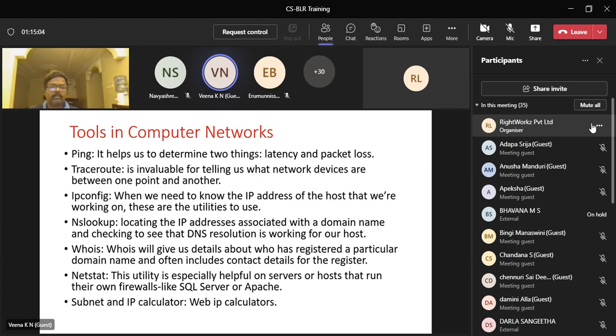The last tool is subnet and IP calculators, which are used in web IP calculators. These are the tools which are used in computer networks.